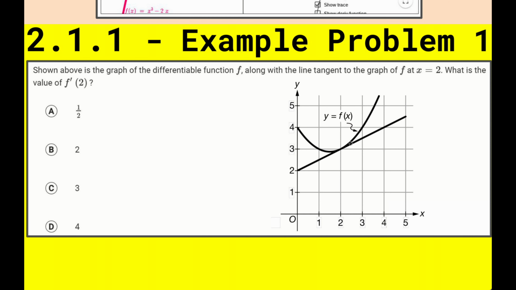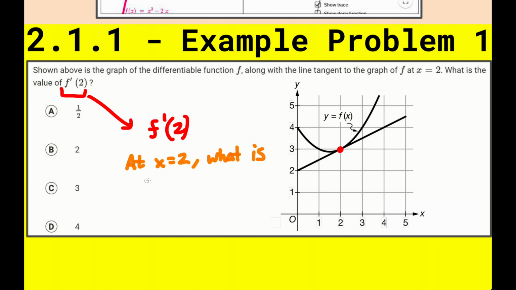Along the line tangent of the graph at x equals 2. So there's a tangent line at x equals 2 right here. You can see it grazes it right there. What is the value of f prime of 2? Okay, well, f prime of 2, if you were going to translate this to English, just means at x equals 2, what is f prime?